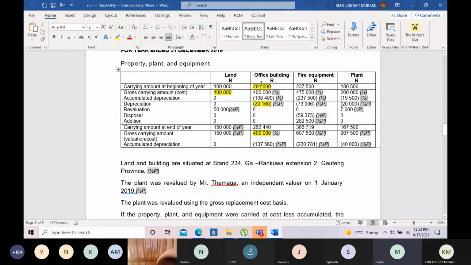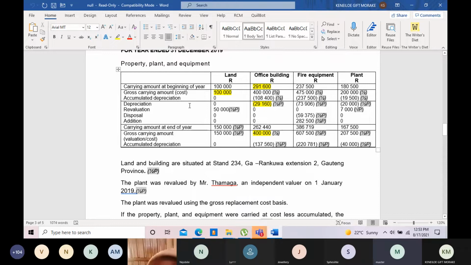So let's focus on the office building and see what is happening there. That one, I hope this one is clear. The difference between 150,000 and 100,000 is 50,000, because the 150,000 was the market value. That is why it gives us the revaluation and not additions.